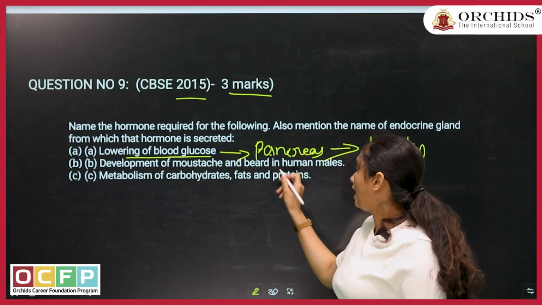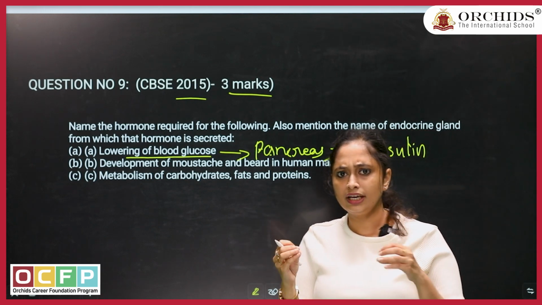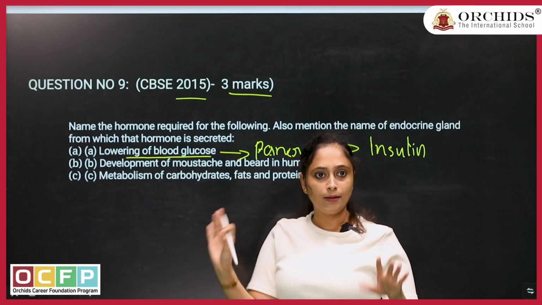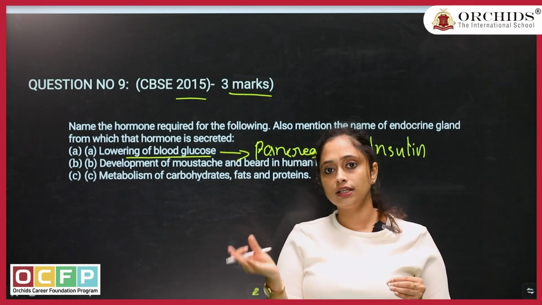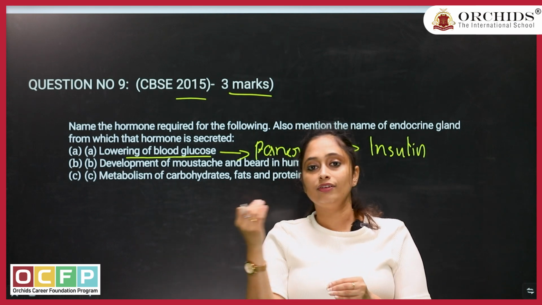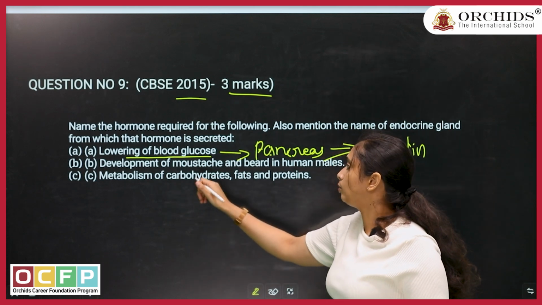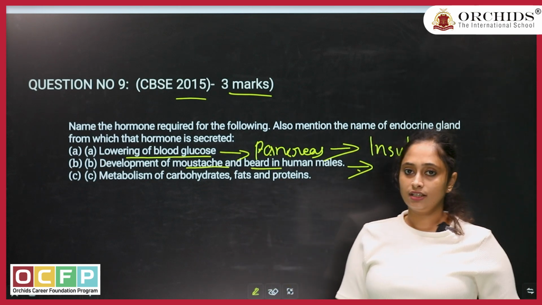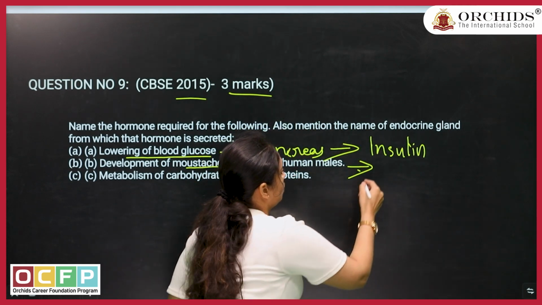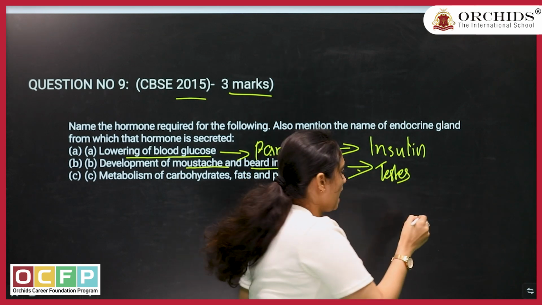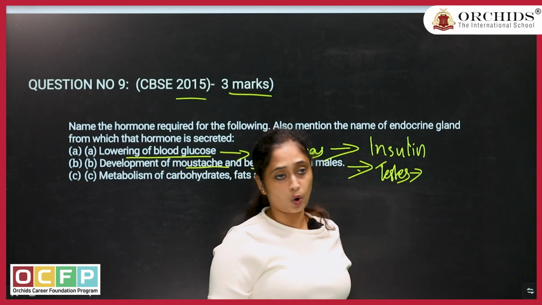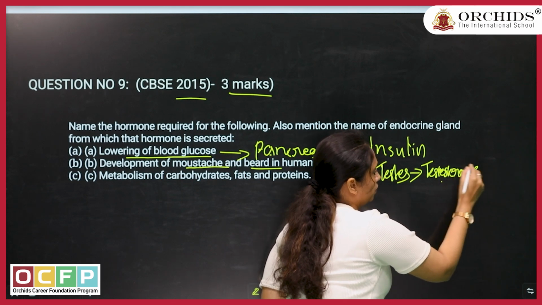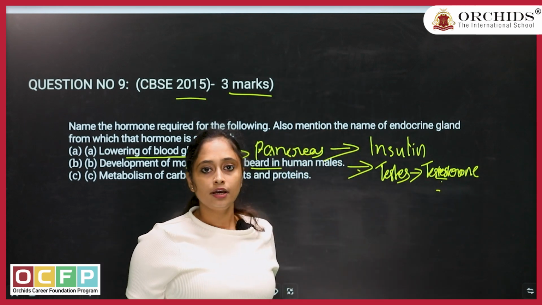Development of mustache and beard in human male. Definitely these two characters take place because of the presence of a sex hormone, right? Because these two characters are seen in the male body only, the mustache and the beard, and we can consider these two as secondary sexual characters of the male body which differentiate the male and female body. So which hormone will be responsible for the development of mustache and beard? The hormone is released from a gland known as testis, and it is releasing the male sex hormone which is known as testosterone.